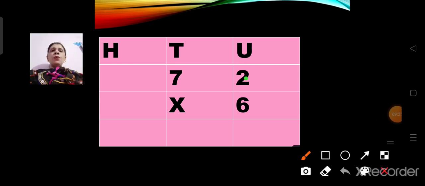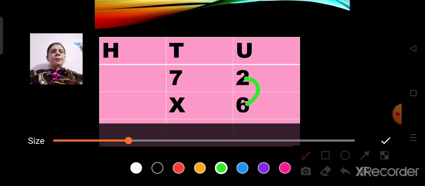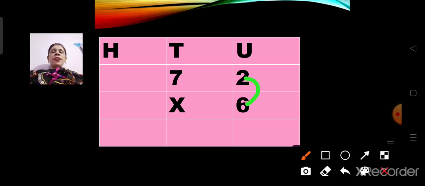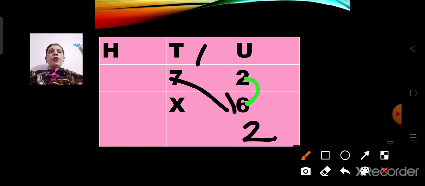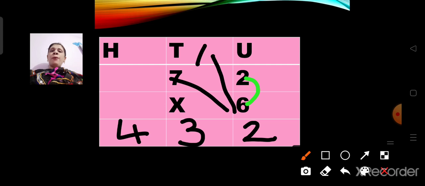Okay. 2 6s are, children, 12. So what will I do? I will write here 2 and 1 I will carry over. 7 6s are. 7 ones are 7, 7 twos are 14, 7 threes are 21, 7 fours are 28, 7 fives are 35, 7 sixes are 42. To that 42 I will add this 1, so it will become 43. So I will write 3 here and 4 I will write in the hundreds place. So when I multiply 72 into 6, I get my answer 432.